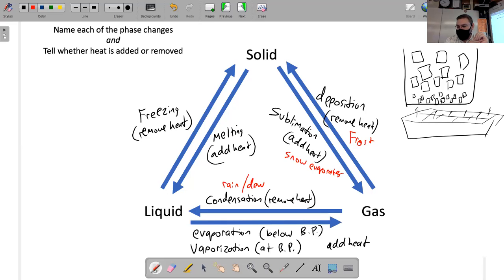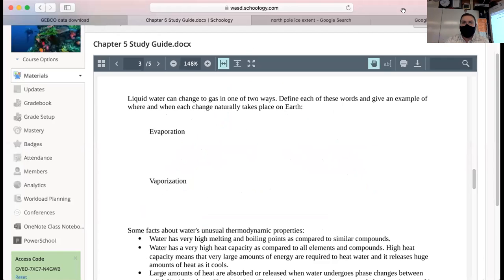And then vaporization happens anytime water changes from a gas to a liquid at temperatures above the boiling point.